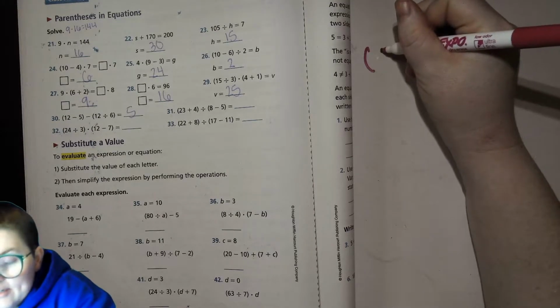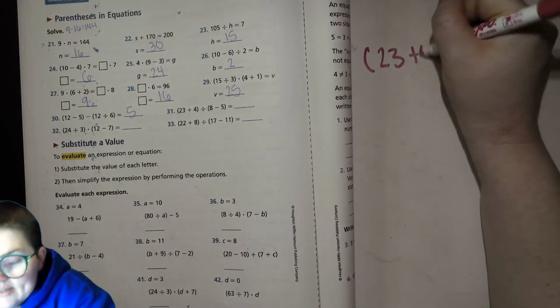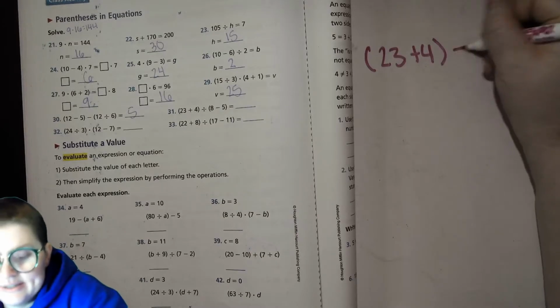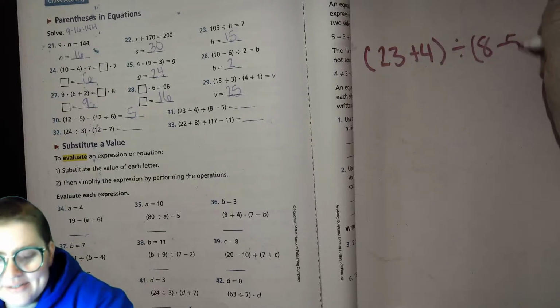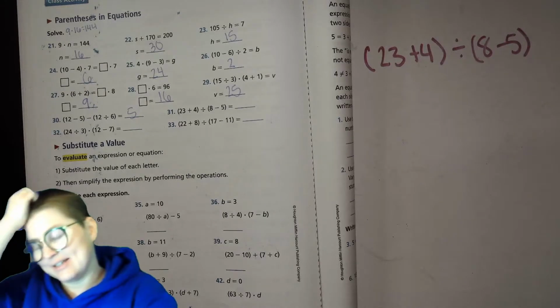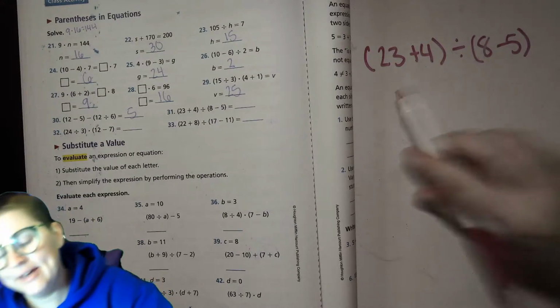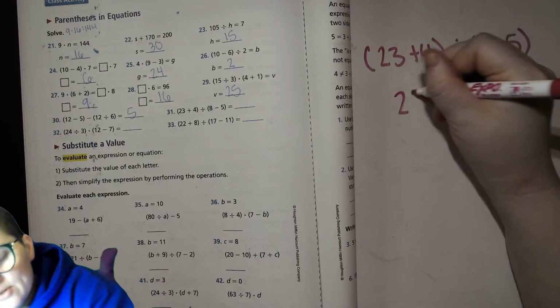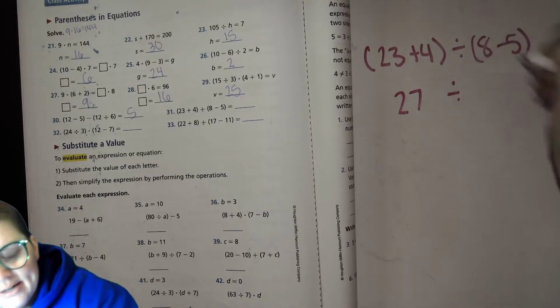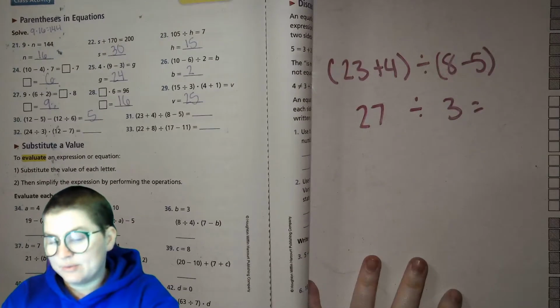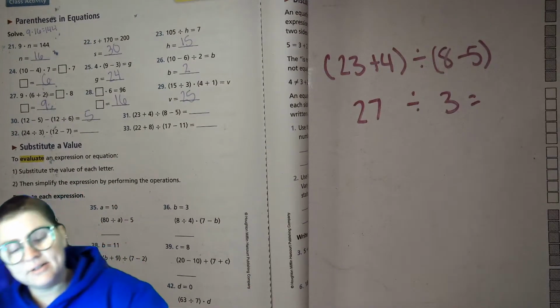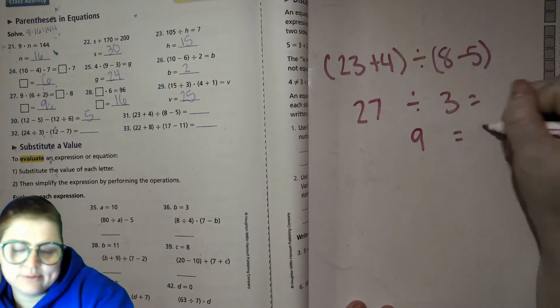For 31, 23 plus 4, close parentheses, divided by parentheses, 8 minus 5. I do like the parentheses. It's like a little hug, you know, in math. From left to right, 27 divided by 3. Well, I know 3 times 9 is 27, so 27 divided by 3 is 9. So 9.